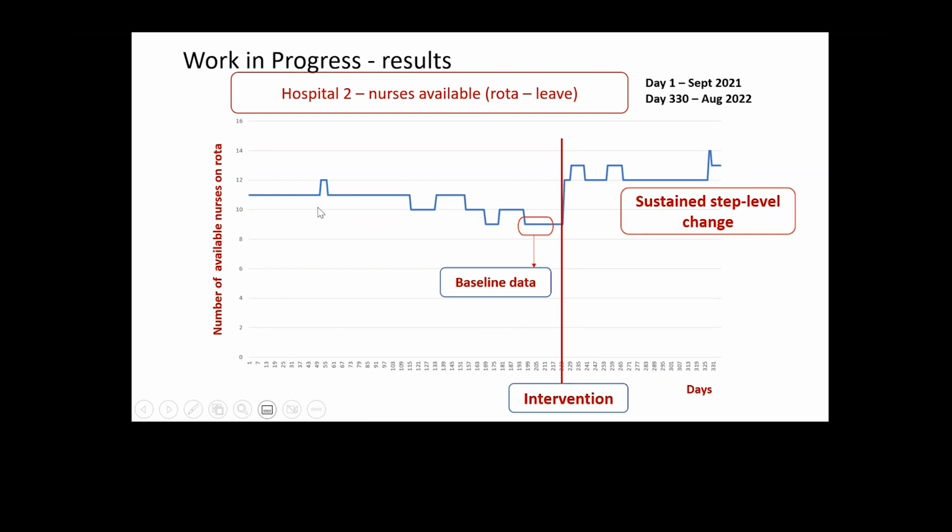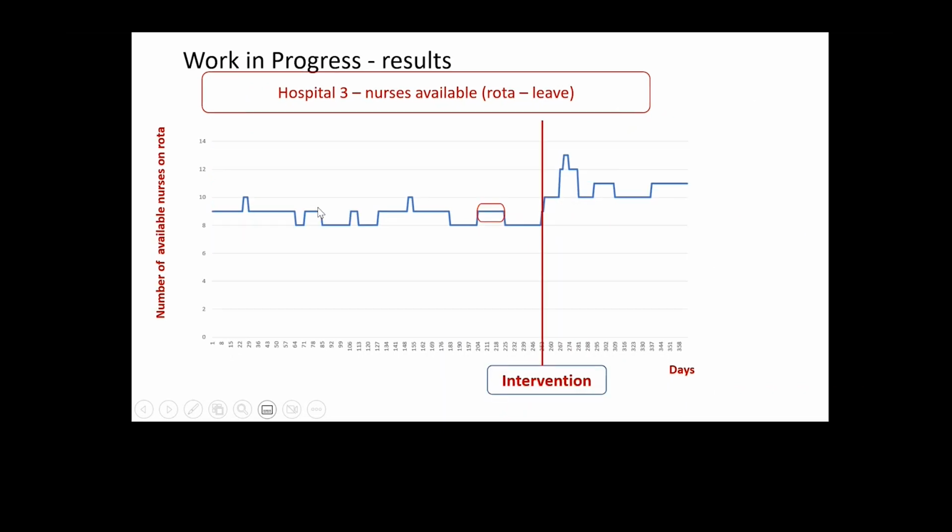So what we're starting to see, even without using the metrics, this is just number of nurses, is that differential adoption between different hospitals related to our intervention. And then this is hospital three at the point we intervened, baseline. And then you can see what happens after.